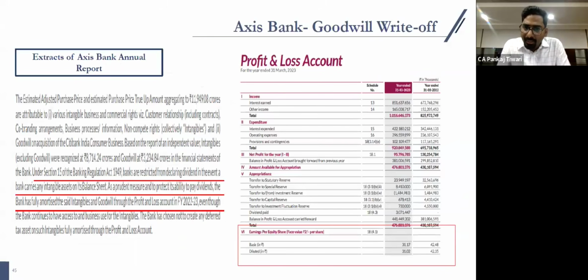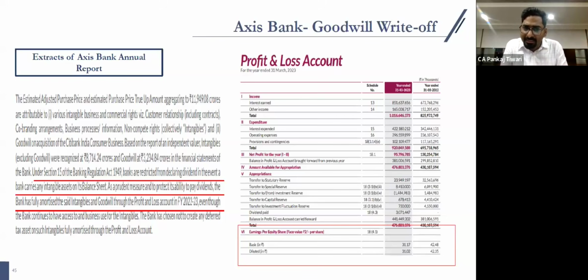And what has happened is that during that particular year, if you compare the Axis Bank profit and loss account, which is presented on the screen, you will find their EPS dropping because of the profit impact. EPS had dropped from 42.48 to 31.17 because of this goodwill write-off done on account of the acquisition. Now, there is a difference between this goodwill write-off and the goodwill write-off which was done by Tata Motors.